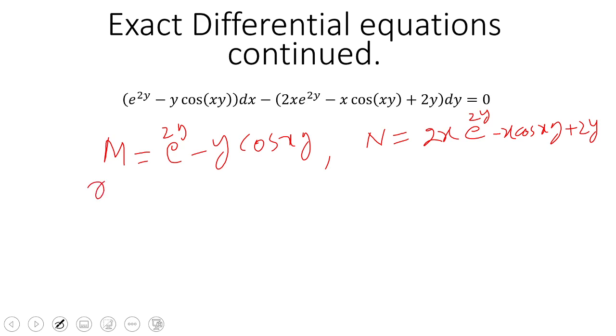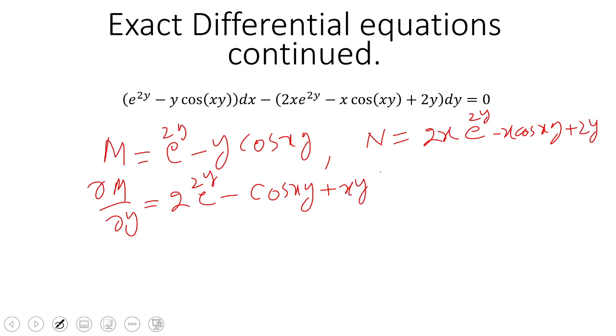So differentiate M with respect to y. This is equal to 2e^(2y) minus cos xy, plus, differentiate cos, that will be a minus sign, so the sign becomes plus, xy sine xy.